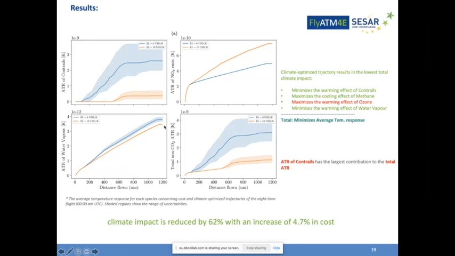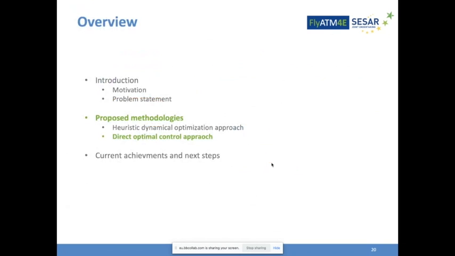We can see that the total non-CO2 effects of ATR within the climate optimal routing is decreased. Not only the mean value, but also the uncertainty, the range. These shaded ranges show the uncertainty. The uncertainty range is also decreased. If we only consider the mean values, we can conclude that the climate impact is reduced by 62% with an increase of 4.7% in cost.